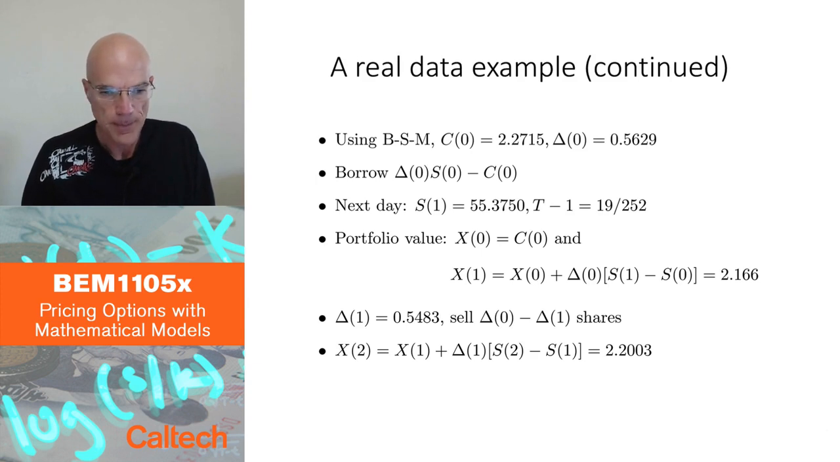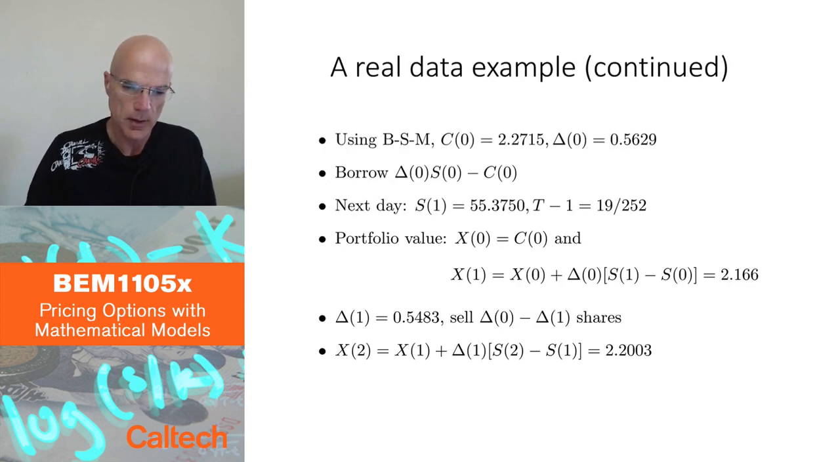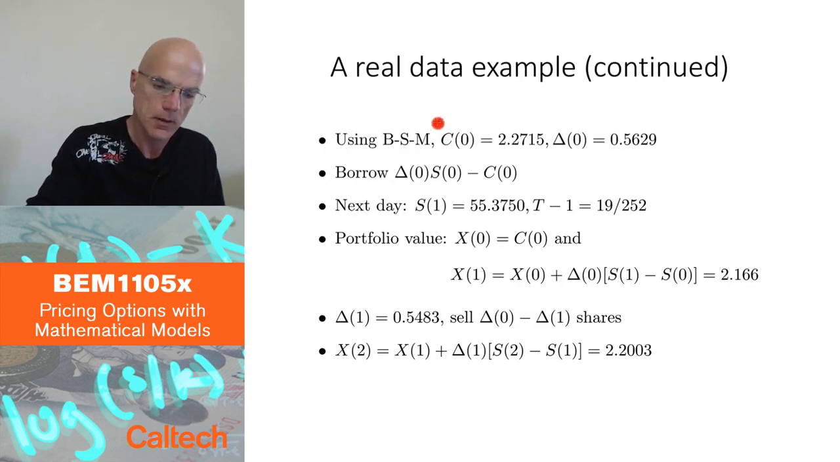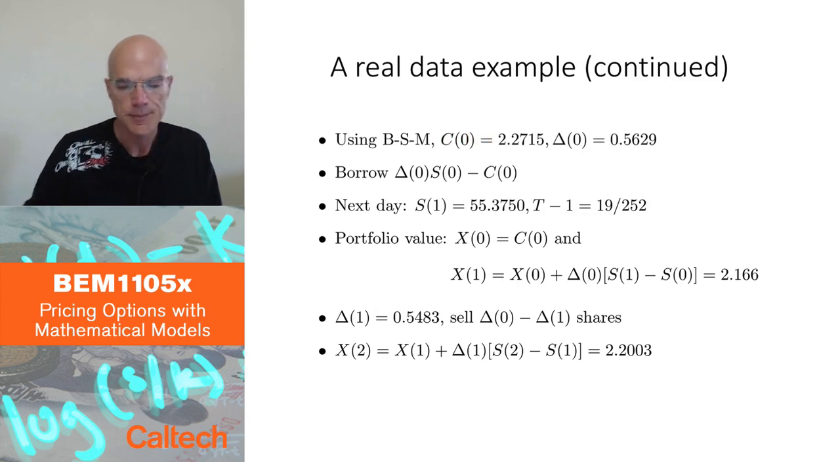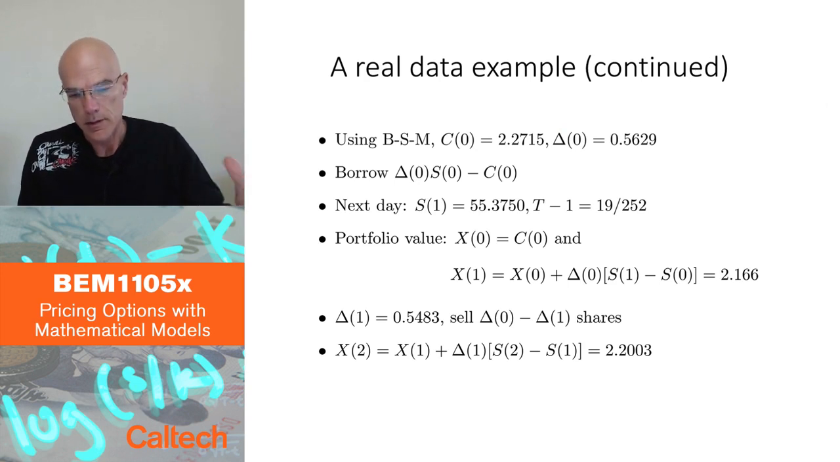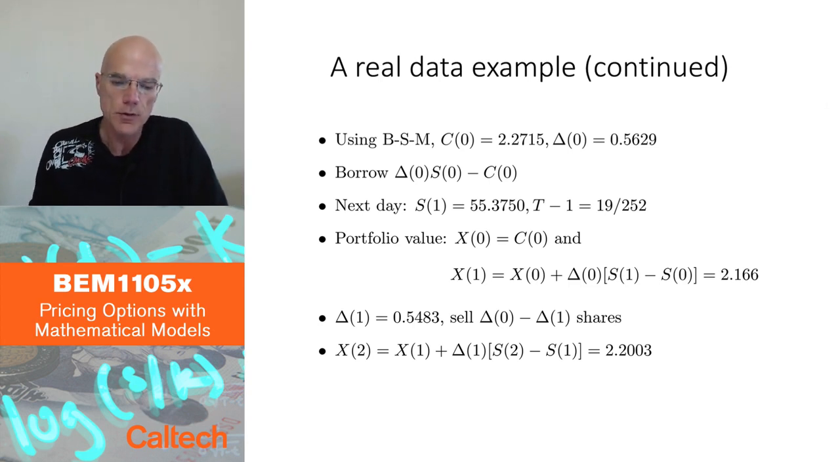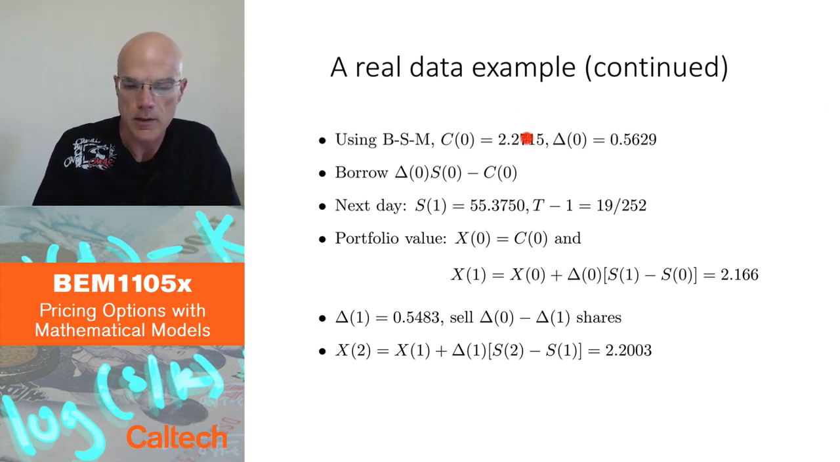Then what do I do? I compute the Black-Scholes price of the option using the Black-Scholes formula and the data and the sigma that I estimated, and I get 2.27, and I'm going to assume that I actually sell the option for exactly this much. Otherwise there will be some difference that I will have to include in my profit and loss. Let's assume that I actually sell the option exactly for the Black-Scholes price in my model.